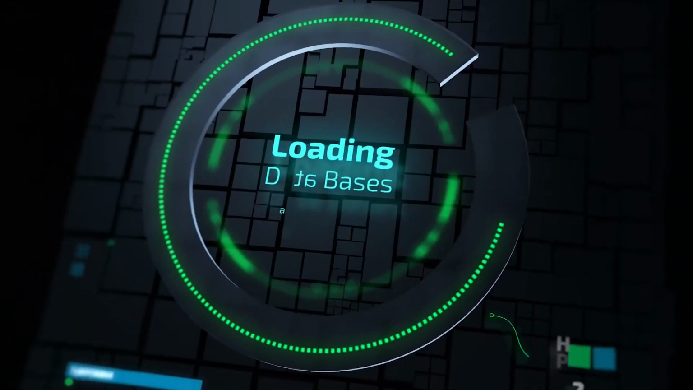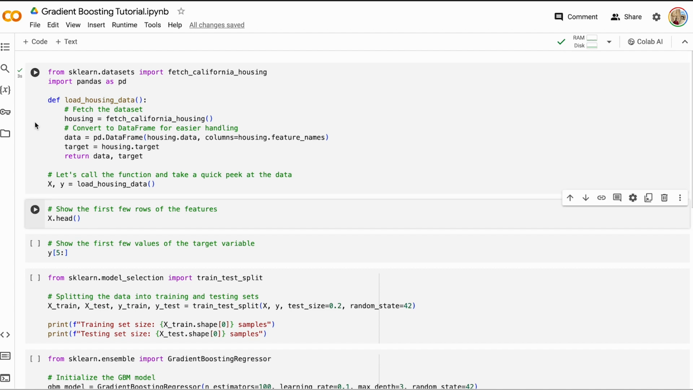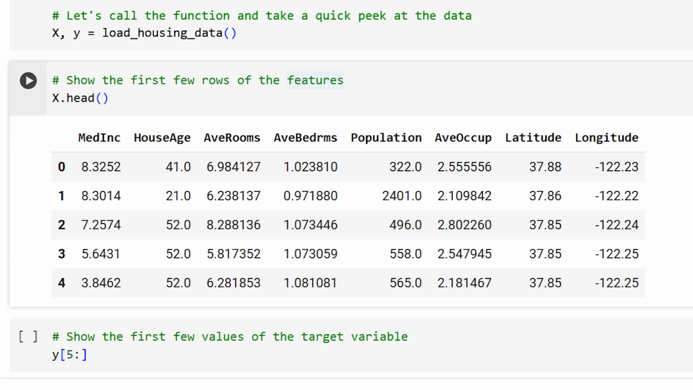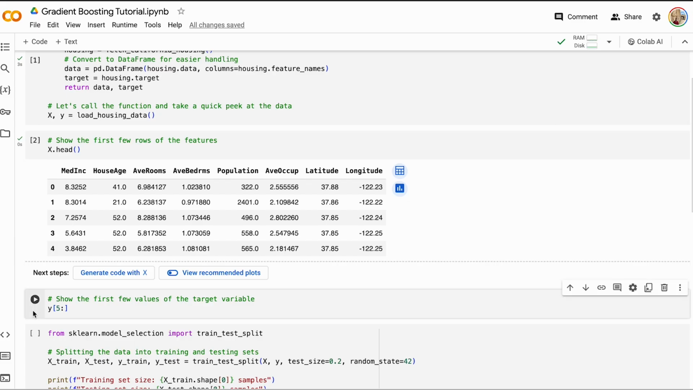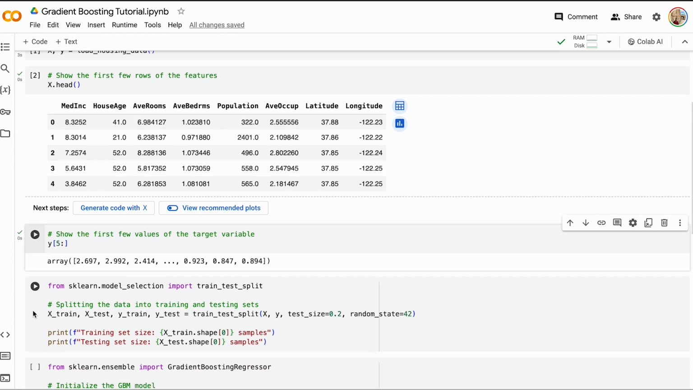Before we can predict house prices, we need data, right? Let's start by loading the California housing dataset, a classic in the world of machine learning. This dataset gives us valuable information about different districts in California, including median income, housing age, and of course, median house values. Perfect for our GBM model to learn from. With our data loaded, we can see features like MedInc for median income, HouseAge, AveRooms for average rooms per household, and more. Our target, MedHouseVal, represents the median house value for each district in hundreds of thousands of dollars. This is what we will predict.